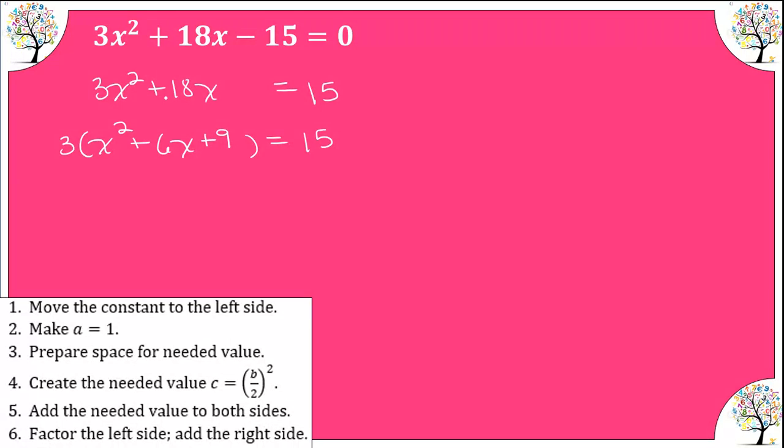I added a value of 27, 3 times 9, so I added 27 to the left, so I must add 27 to the right. Now we're going to factor this perfect square trinomial. We're going to take the root of the quadratic, the sign of our linear, and the root of our constant quantity squared. And we're going to combine these two terms. Now we're going to solve. We're going to divide each side by 3.